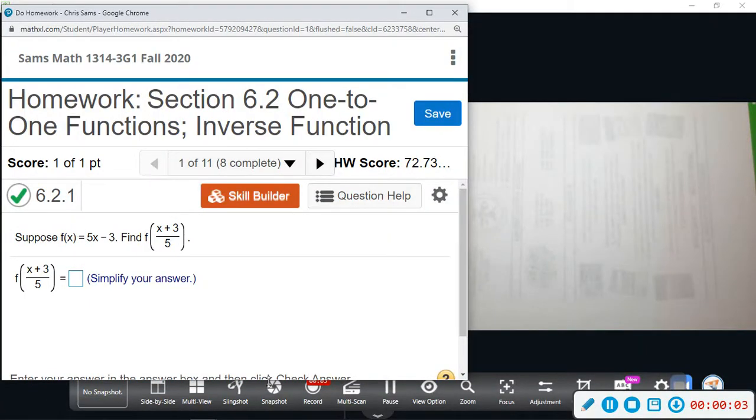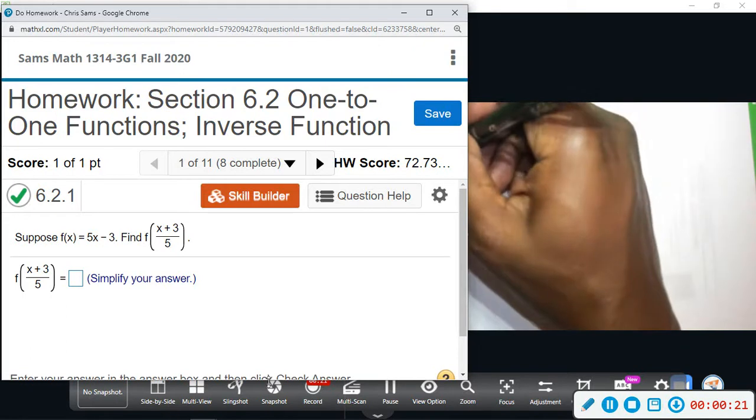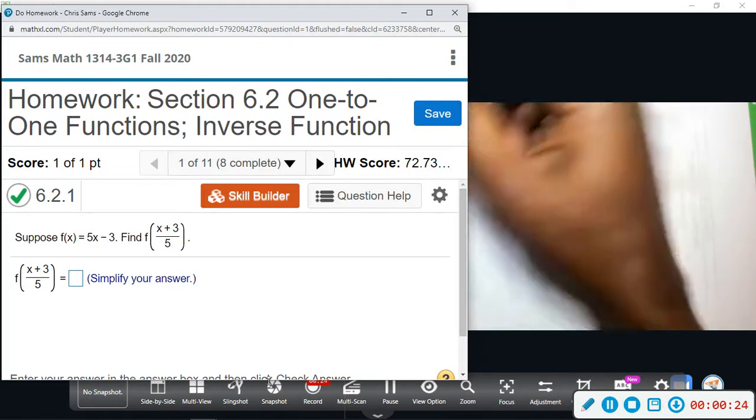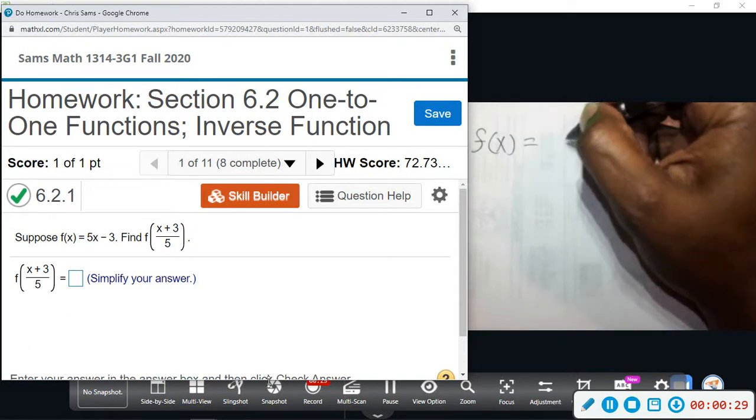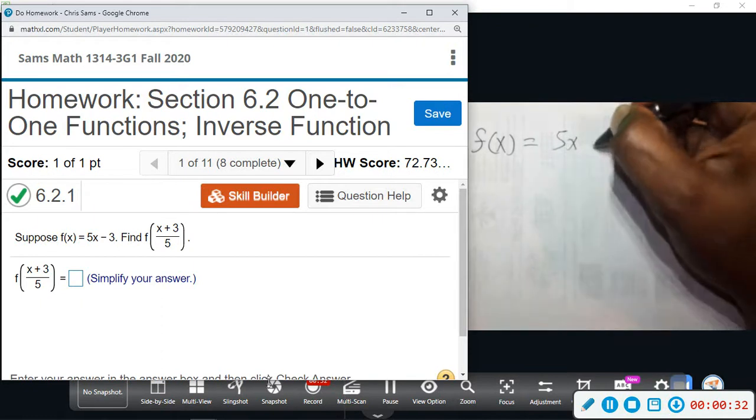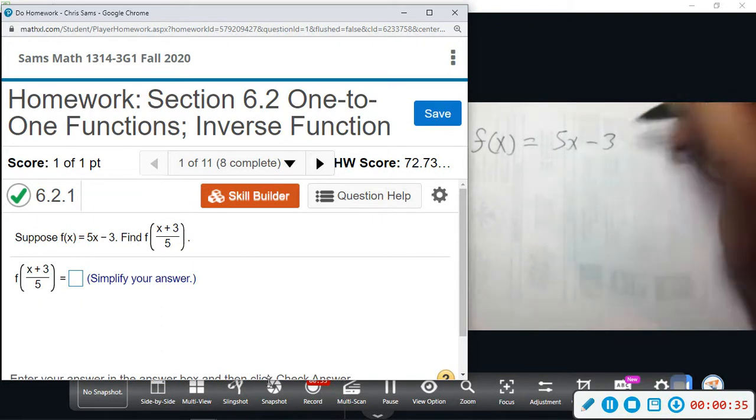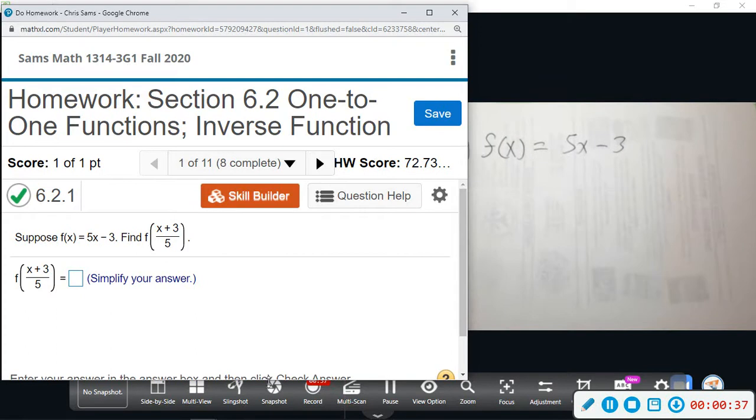Alright, we're looking at section 6.2, one-to-one functions and inverse functions. We're given, suppose f of x is equal to 5x minus 3, and we want to find f of (x plus 3) divided by 5. What we're given is function notation. So we're given that f of x is equal to 5x minus 3.